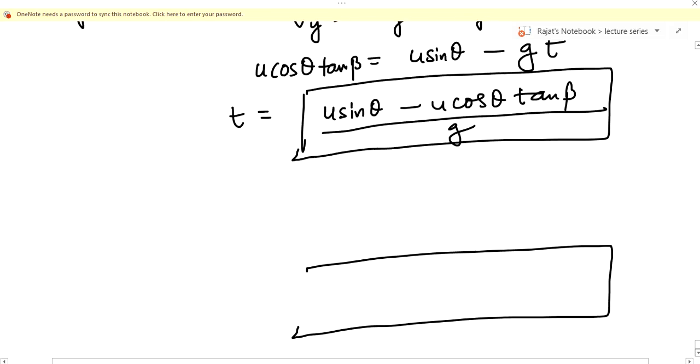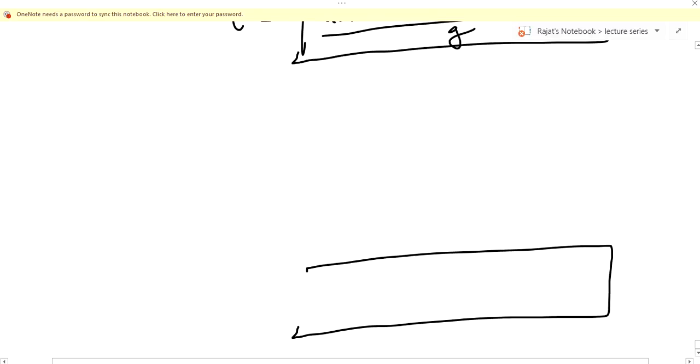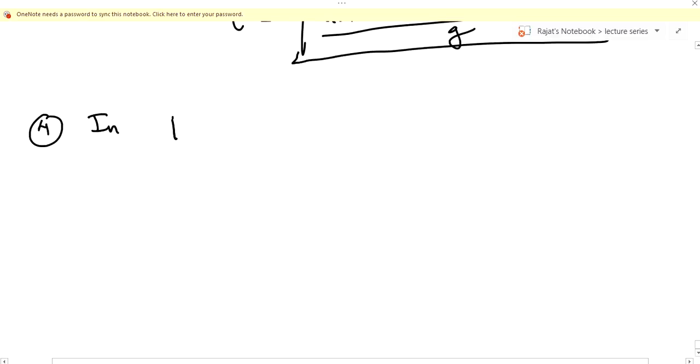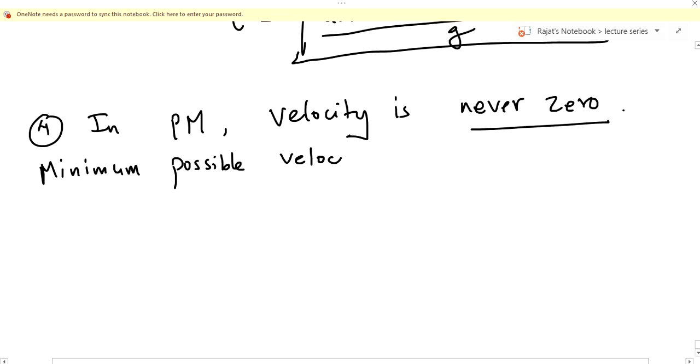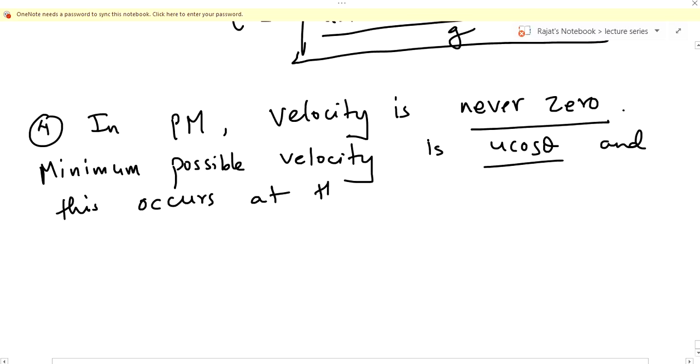Let me just tell you one more property. It's not a property, it's obvious to you, but let me just keep this in your mind, that in projectile motion, velocity is never zero. Minimum possible velocity is u cos theta, and this occurs at the highest point. This is pretty obvious.